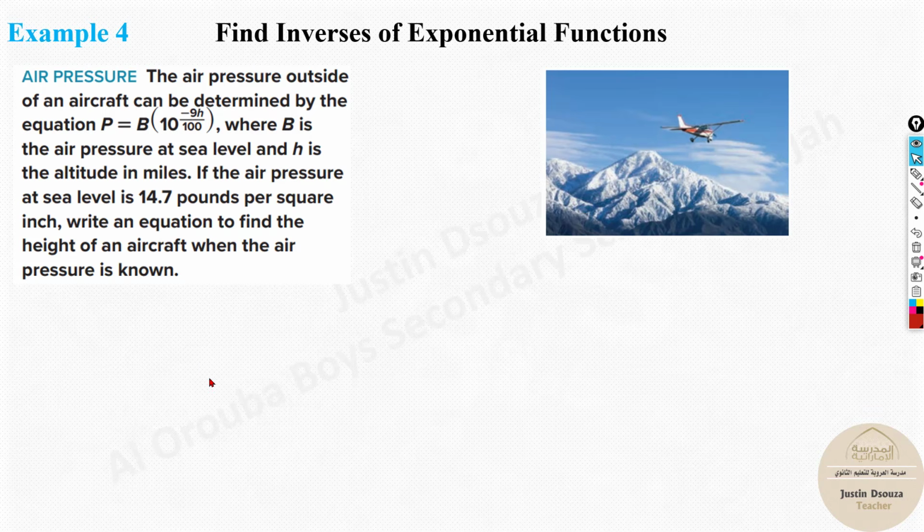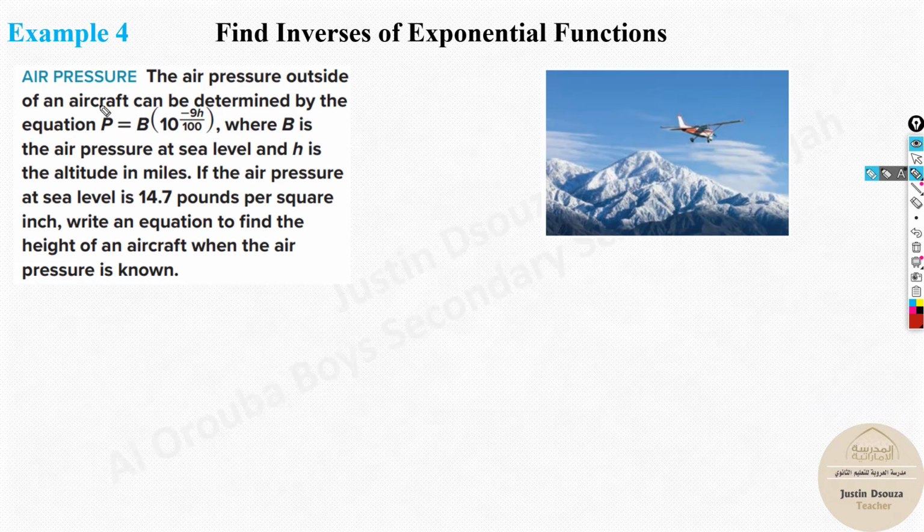How about a real world problem? The air pressure outside of an aircraft can be determined by the equation P equals B times 10 to the power minus 9h by 100, where B is the air pressure at sea level and h is the altitude in miles. If the air pressure at sea level is 14.7, now which is the air pressure? B value is given, 14.7 pounds per square inch. Write an equation to find the height of an aircraft when the air pressure is known.